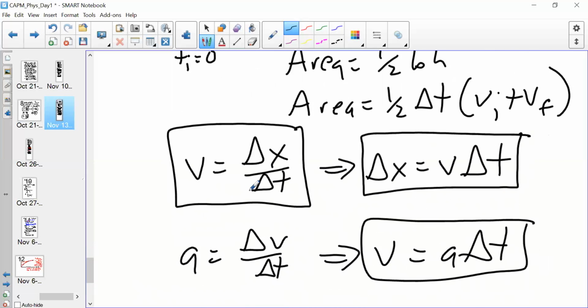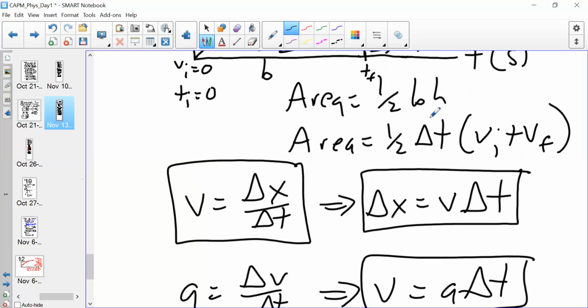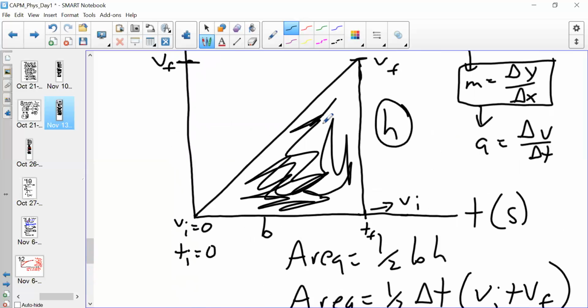So every time you have a division, that's a slope. Every time you have a multiplication, that is an area. This particular area is your displacement of this velocity time graph.